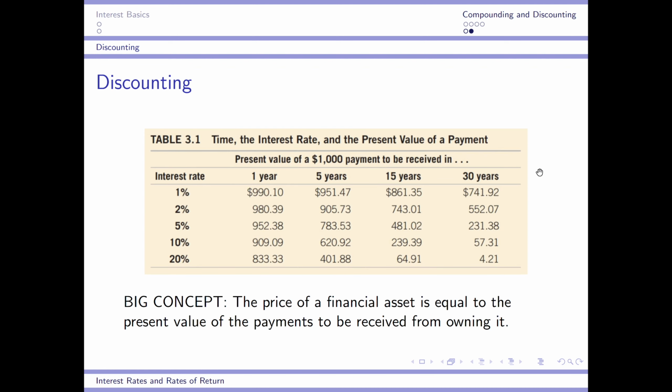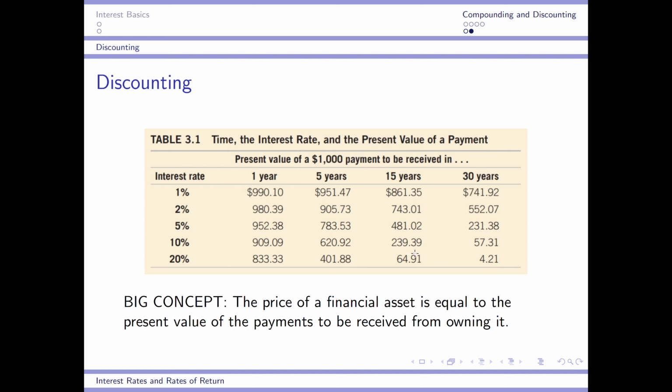And so let's look at this nice table here that looks at the present value of a $1,000 payment to be received in different periods of time and with different interest rates. As you can see, if you were charged 20% interest and you want $1,000 in 30 years, you only need to invest $4.21. Now, most Roth IRAs only give you a return of at most about 10%. But for $1,000 in 30 years, you only need to invest $57, even at a 10% interest rate. However, to get it in 15 years, you need to invest $239.39.